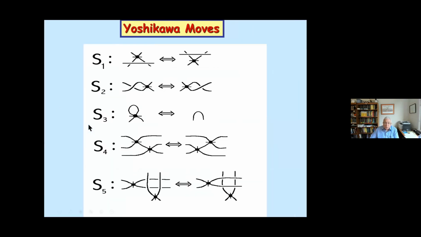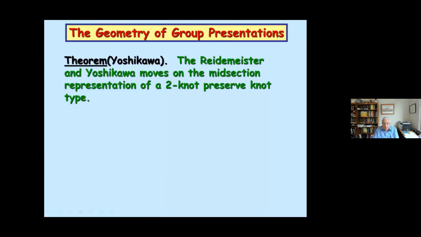And there are some additional rules to deal with the labeled saddle points. These are actually moves. There are five of them. These are called the Yoshikawa moves. It takes a little time to get used to them, but essentially there are now 8 different moves that we can use. The beauty of this is that it tells us everything. The Reidemeister and Yoshikawa moves on the midsection representation of 2-knots preserve knot type. It's the same knotted surface, no matter how we do the moves.